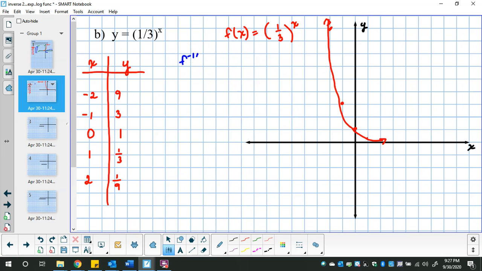So now I'm going to do the inverse, where my steps don't change. So 9, -2, 3, -1, 1, 0, 1/3, 1, 1/9, 2. And I'm going to do my best job, hopefully better than red. 1, 2, 3, 4, 5, 6, 7, 8, 9. Yay. -2, 1, 2, 3, -1, 1, 0, 1/3, 1.